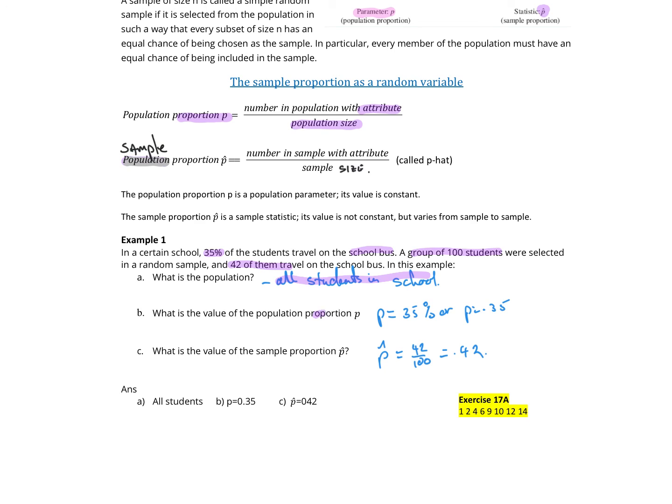All the students in the school is the population I'm choosing from. The population proportion P is the 35% of students in the whole school that travel by bus. My sample proportion P hat is the number of students in my sample that travel by bus, which in this case was 42 out of 100, which is 0.42. All right, so you can see straight away, hopefully, that sample proportion is going to vary across the different random samples that we take.